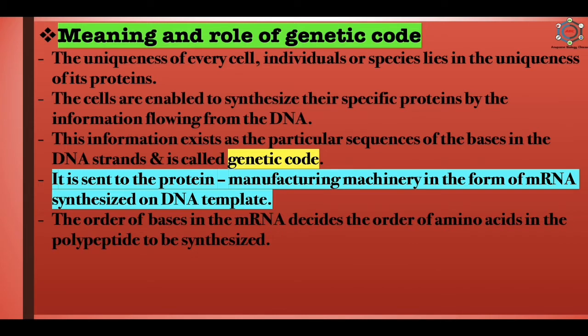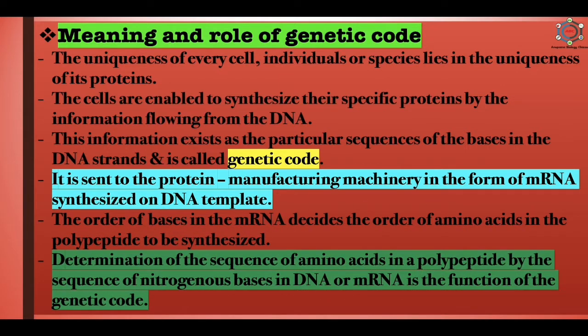The order of bases in the mRNA decides the order of amino acids in the polypeptide to be synthesized. Determination of the sequence of amino acids in a polypeptide by the sequence of nitrogenous bases in the DNA or mRNA is the function of the genetic code. It means that the genetic code is a set of rules by which the information encoded in genetic material is translated into protein by the living cells.